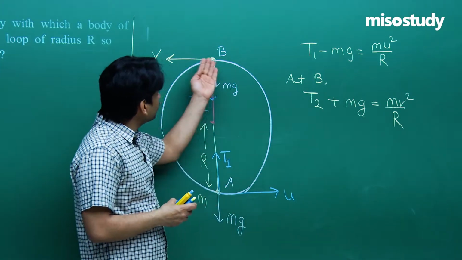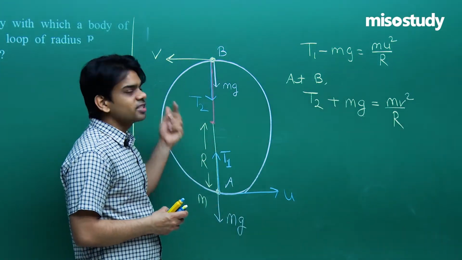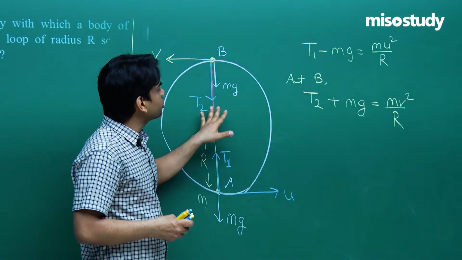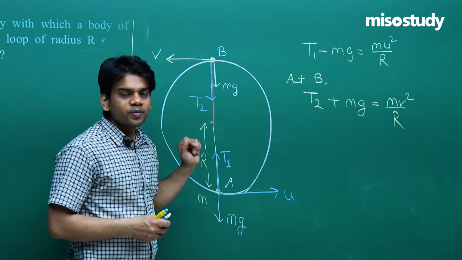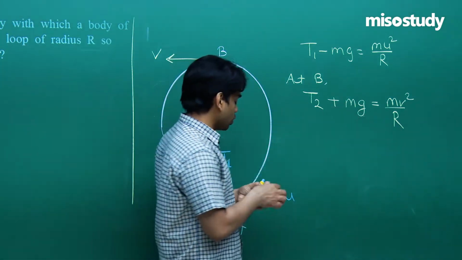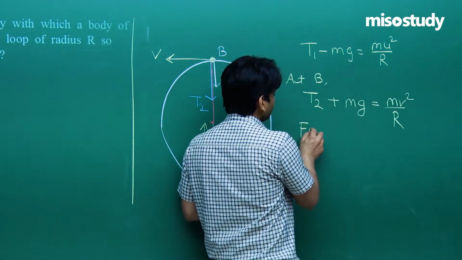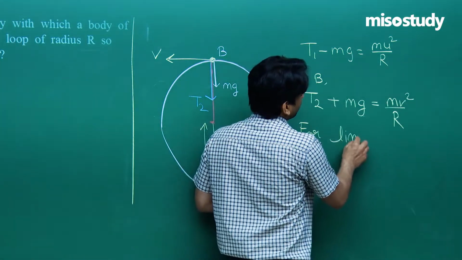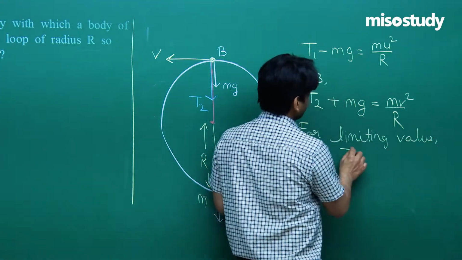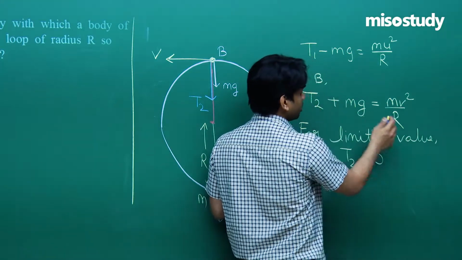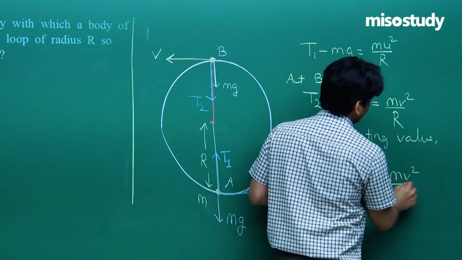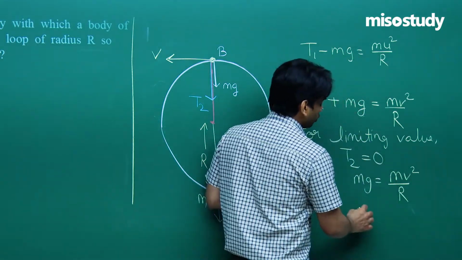Since it needs to proceed with the minimum velocity so that it just reaches the topmost point, can we say that the minimum value of this tension will be 0, so that all the centripetal force is provided by the weight of the object? If we equate the tension to 0, for the limiting value we are going to take tension T2 as 0. Tension T2 is 0, that means mg equals mv square by r. So we will have mg equals mv square by r. So v square will be equal to rg.